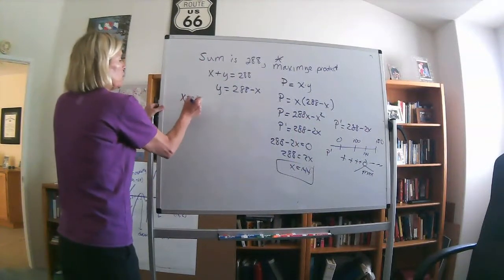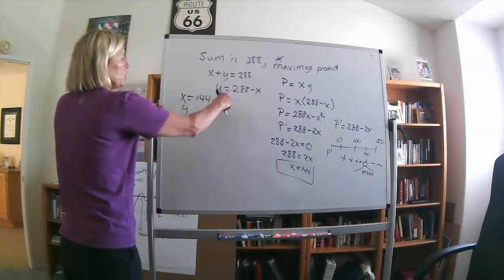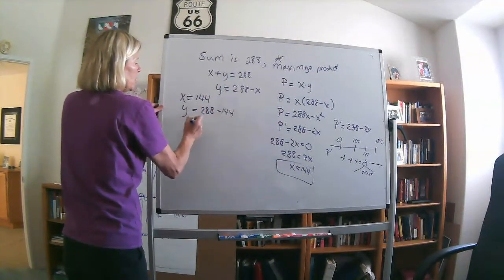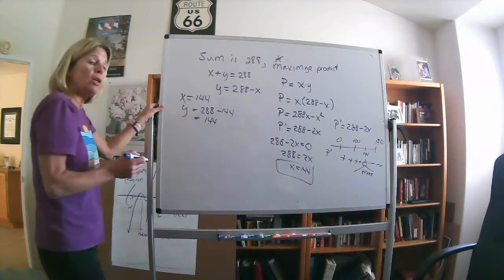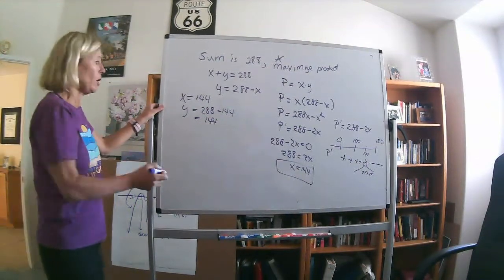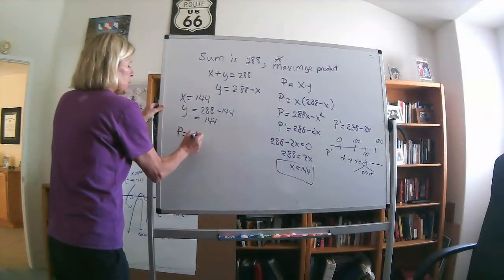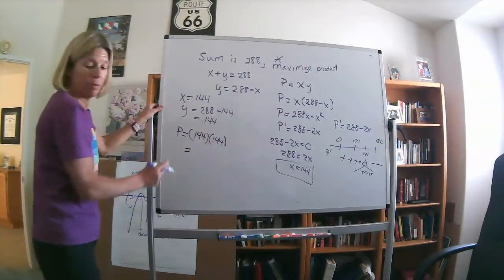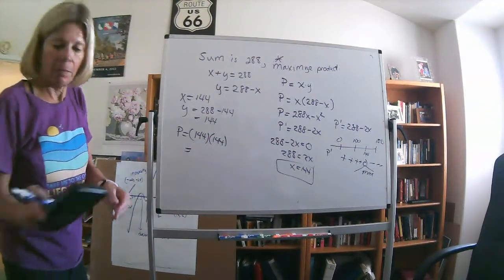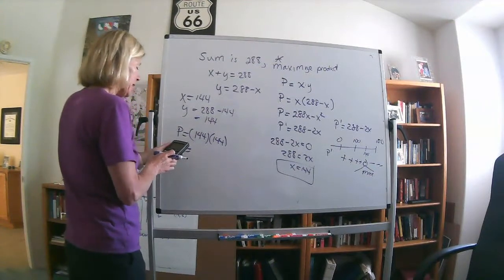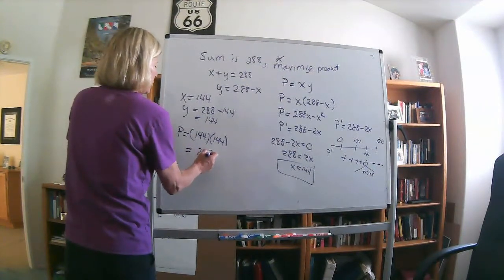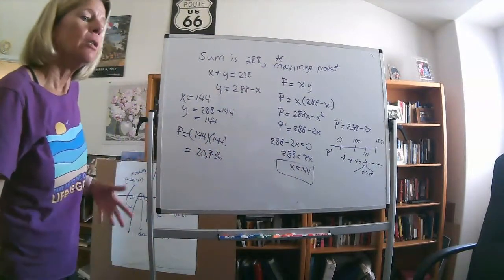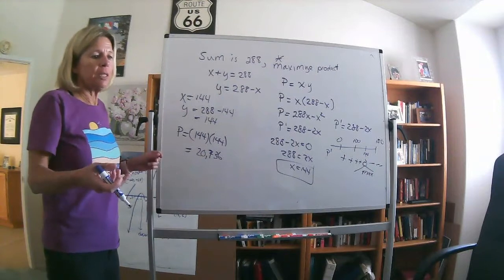So if x is 144, I can figure out y by substituting in 288 minus 144. And if I want to know what the actual maximum product is, that's going to be 144 times 144, or 144 squared, which is 20,736. So that's just a basic problem to get us started.